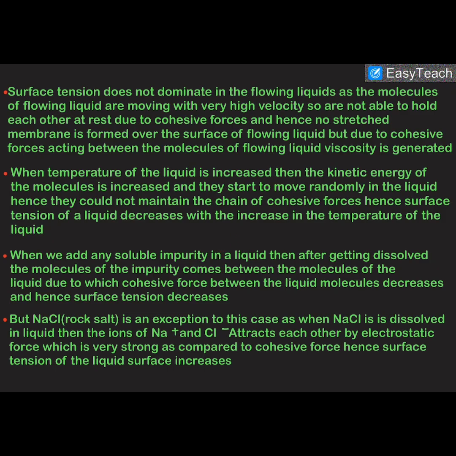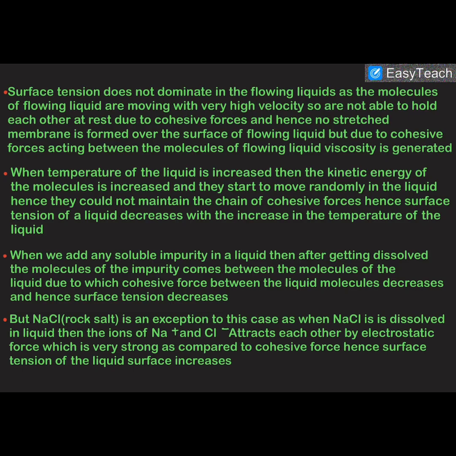But if you dissolve some impurity in water, H2O, then the molecules of that impurity will take the place of the molecules of H2O, and they will displace the H2O molecules, due to which cohesive force will be decreased. And due to this decrease in cohesive force, the surface tension of the liquid will decrease.